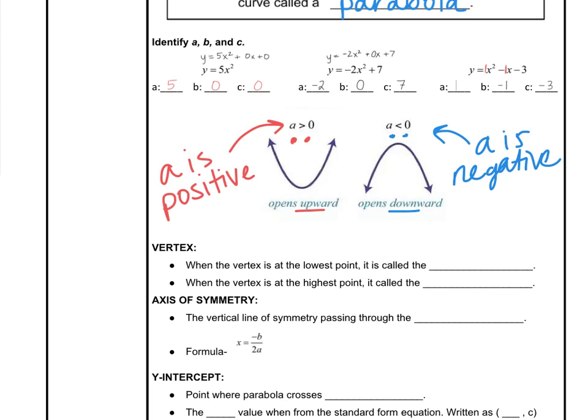Let's talk about the vertex. When the vertex is at the lowest point, it is called the minimum because it's at the bottom.